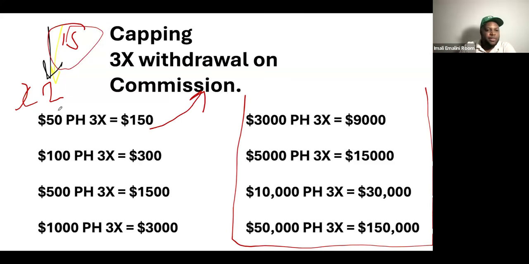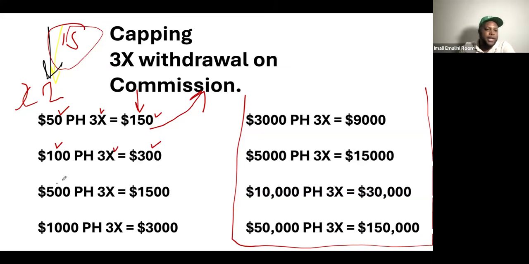When you have PH with $50, on commission you can withdraw up to times 3, which is $150. When you have PH with $100, the total balance on your withdrawal is times 3, which is $300 that you can take out. You cannot take out more than that. If you want more, you can PH again.